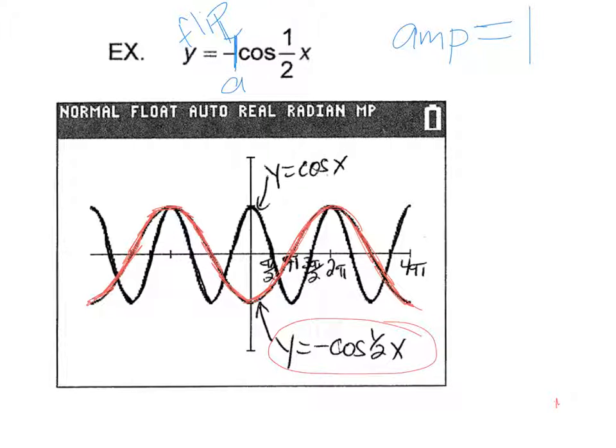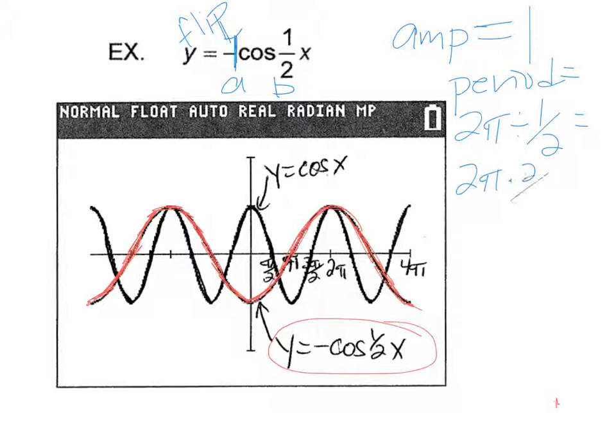So 1 is the A, 1/2 is the B. So the period is 2 pi divided by 1/2. Sometimes this gives people problems with these fractions. Remember, when you divide a fraction, you flip and multiply. So that would be 2 pi times 2 over 1, which is 4 pi. So now, instead of completing a wave by the time you get to 2 pi, which is what the parent graph does, it takes all the way out to 4 pi to complete a wave.